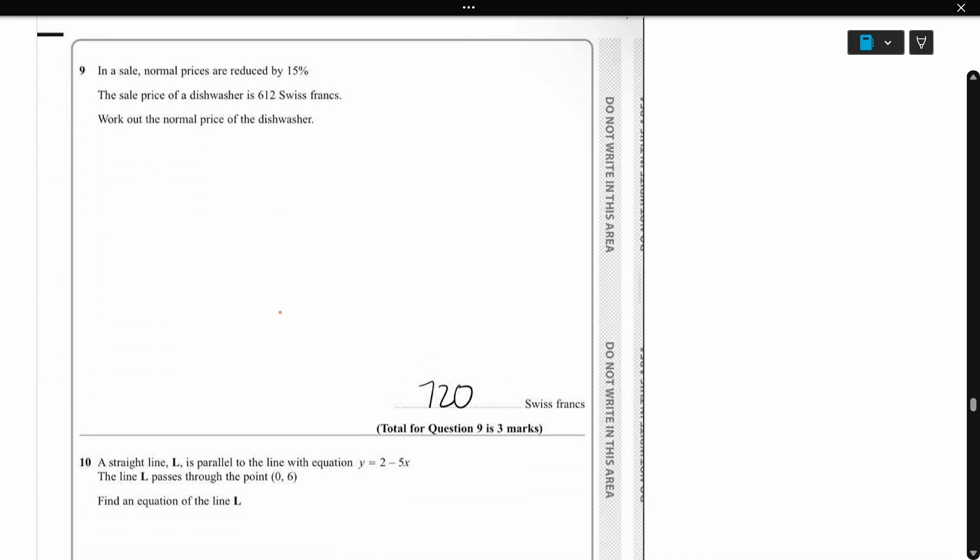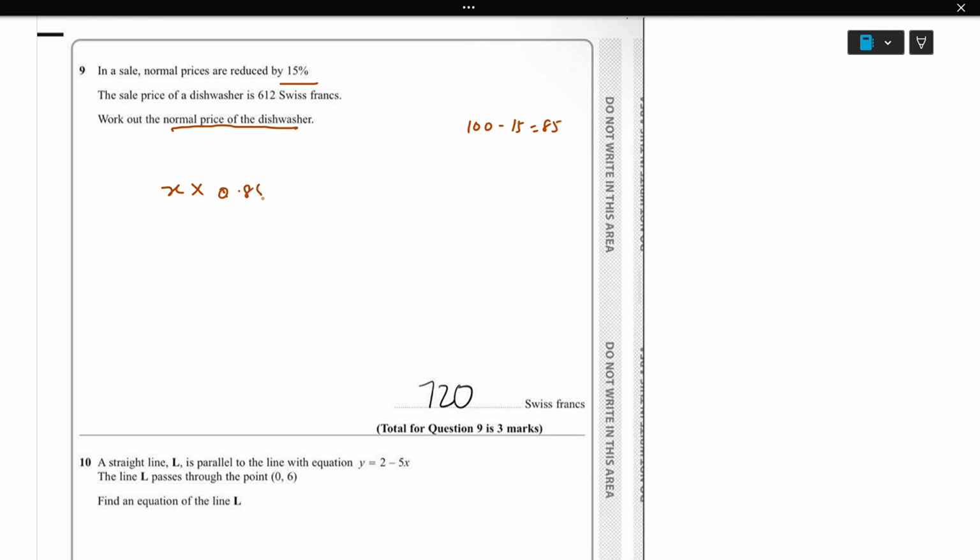Next, in a sale, normal prices are reduced by 15%. The sale price of the dishwasher is 612. Work out the normal price of the dishwasher. So we need to find the normal price. I'll take it as x, reduced by 15%. So 100 minus 15 is going to be 85. So 85% means 0.85 times x equal to the amount, 612. So x equal to 612 over 0.85, which is equal to 720.